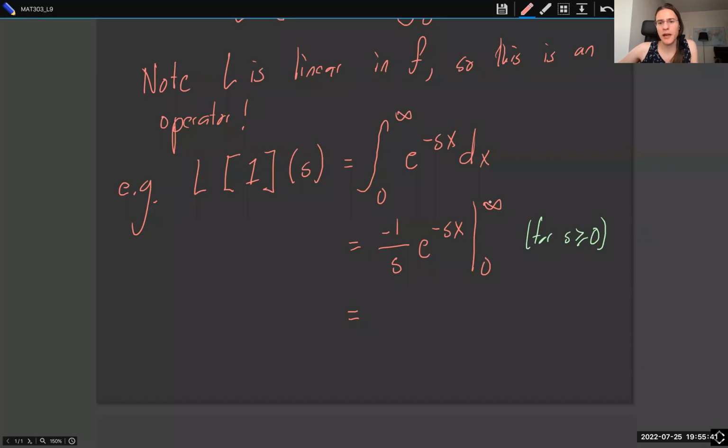Then when we plug in infinity, we have minus s infinity, so that's going to be 0, and then we subtract the other endpoint, 0. So we have 1 over s. So the Laplace transform of the constant function is the function 1 over s.